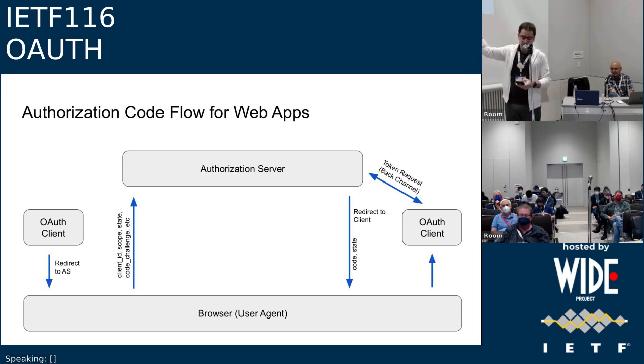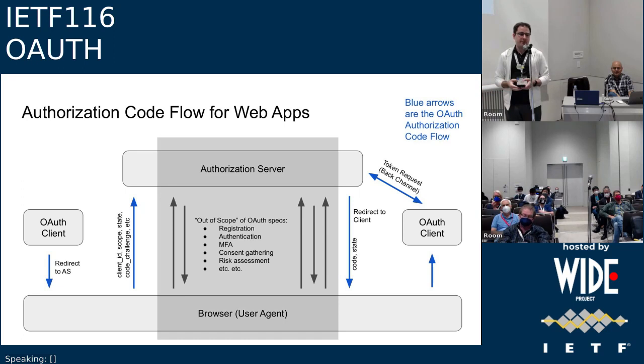Stuff happens in the middle where the user logs in and goes through various sequences, and eventually the AS redirects back to the client with that authorization code. And the client, in the last step, goes and makes a POST back to the authorization server outside of the browser, nothing to do with the browser, and gets the tokens. So what I think is actually really interesting about the design of this, which was very much intentional in OAuth, is that all of the stuff in the middle here is explicitly not written down in any OAuth specs.